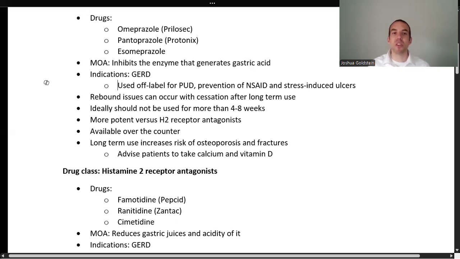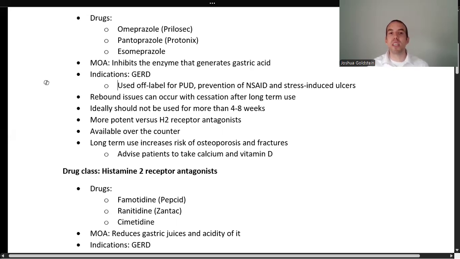If a patient is taking these long term, especially if they're a female post-menopause, you must recommend that they also supplement with calcium and vitamin D on a daily basis to reduce the risk of osteoporosis and fractures. Next class we have are the H2RAs, or histamine 2 receptor antagonists.